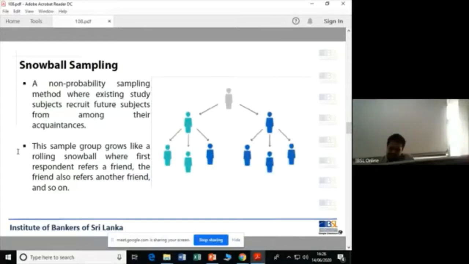That means the subject that we select in the first instance will be responsible for recommending the second and the third, and so on. Again, is this an ideal sampling technique? It might not necessarily be, because you as the researcher do not have the ability or control to select the second tier or the third tier. It will just grow on.